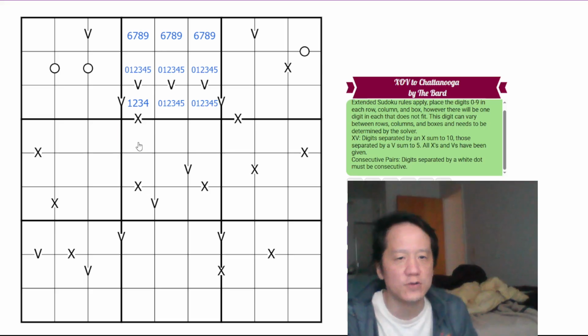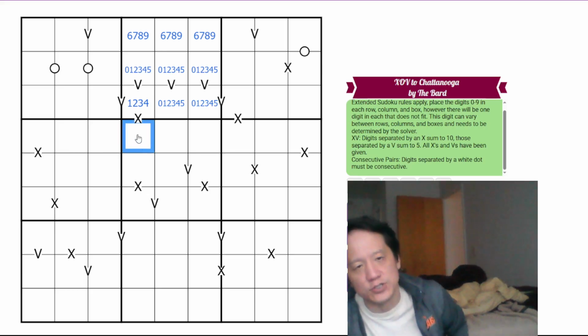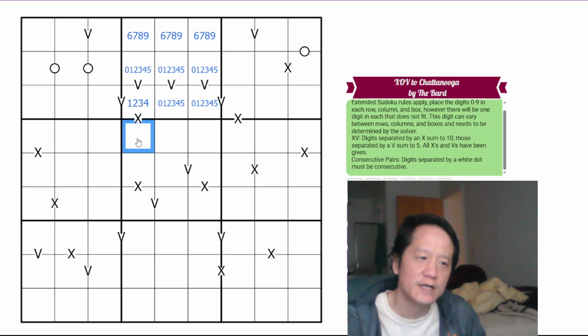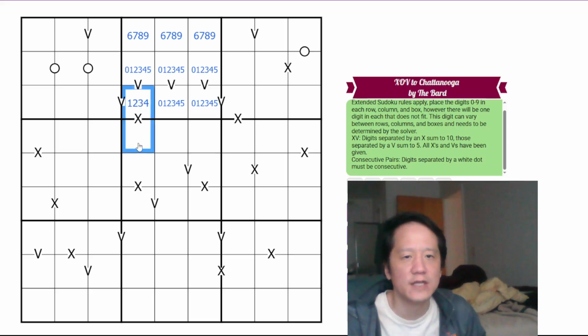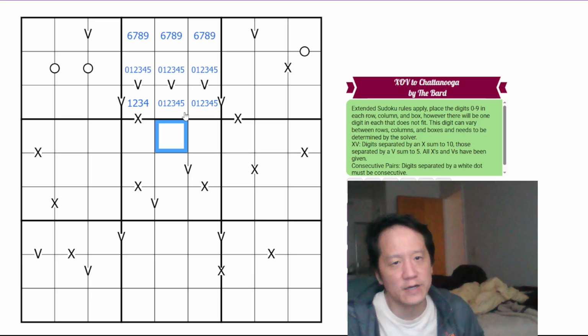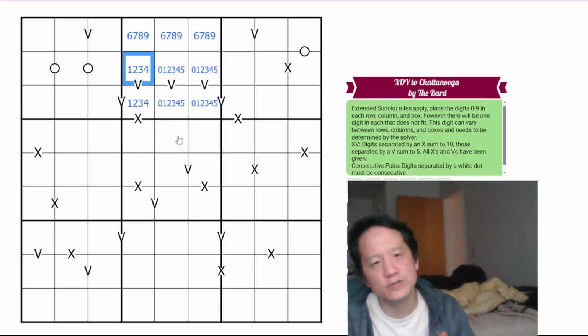Because if you have 0 next to an X, that means the other digit would have to be 10, which is not a digit. And if you have a 5 next to an X, that would mean that the 5 has to be next to a 5, and that would repeat. And therefore, you would have a repeat in the same row or column, and that's not allowed. So this can't be 0 or 5.